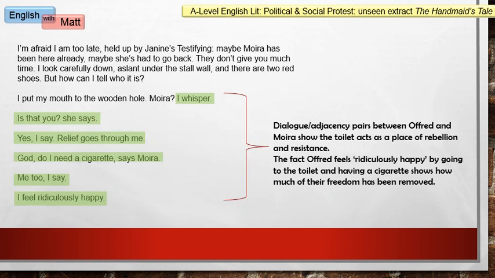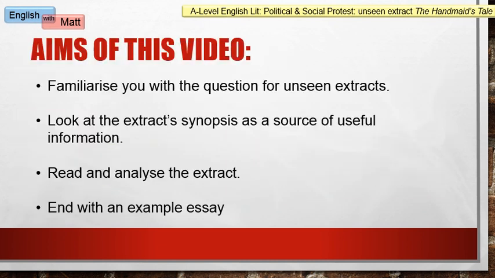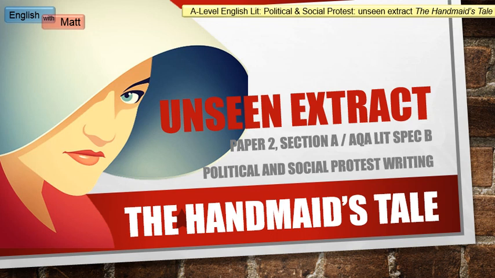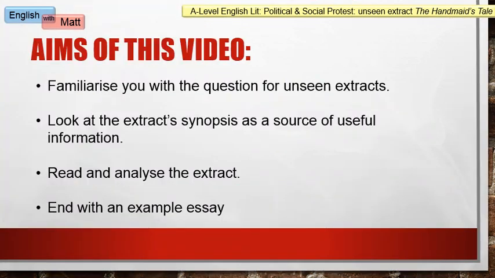paper 2, section A. So in this video, what we did is we looked at the question. The question is always the same. We looked at the synopsis and annotated that. We then read and analysed the extract, and then we looked at some proper words to do with the genre of this political and social protest, and then I showed you an example response. So hopefully a useful video if you are revising the unseen extract, which is paper 2 section A of AQA Literature Spec B, Political and Social Protest.